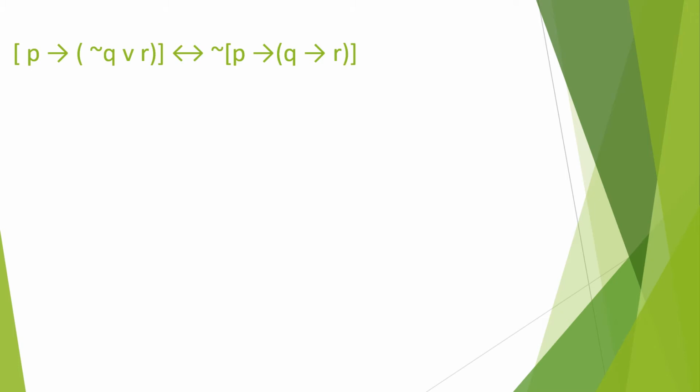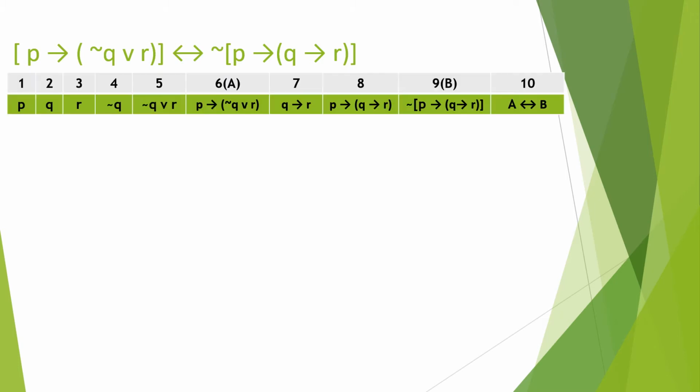So the first column is P, the second is Q, next is R, and then we have negation Q. Then the innermost bracket, that is negation Q or R, then the square bracket, P implies (negation Q or R), that is the sixth column. But since the statement pattern is very long, to cut short, this sixth column is denoted by A, and the second part is denoted by B, so that in the last column, column 10, we can write it as A double implication B. B is the second part.